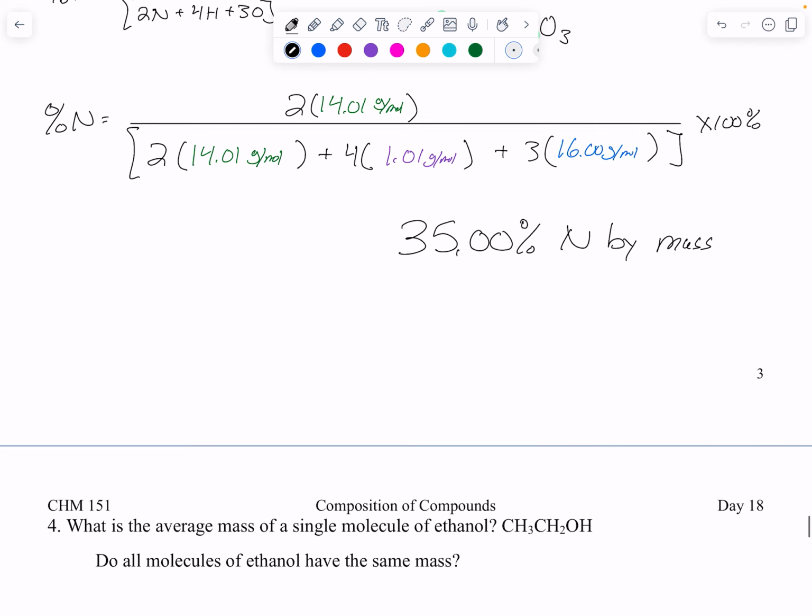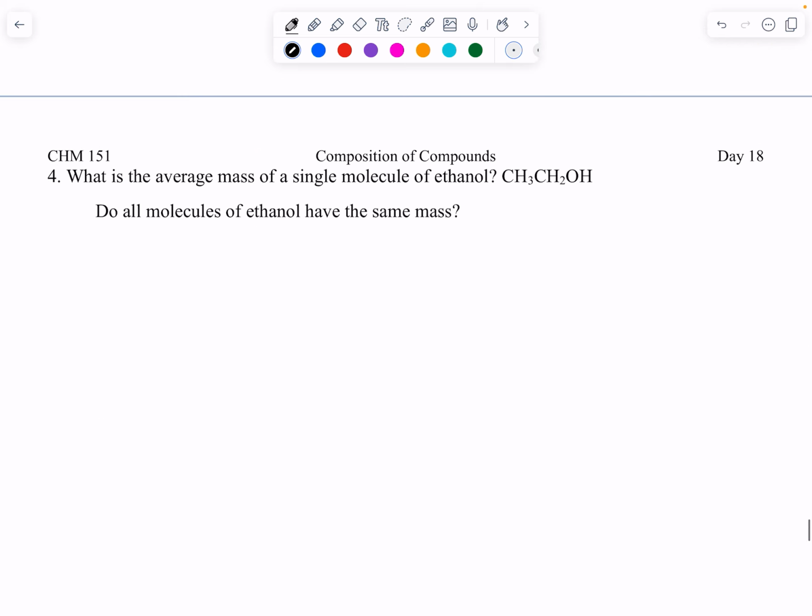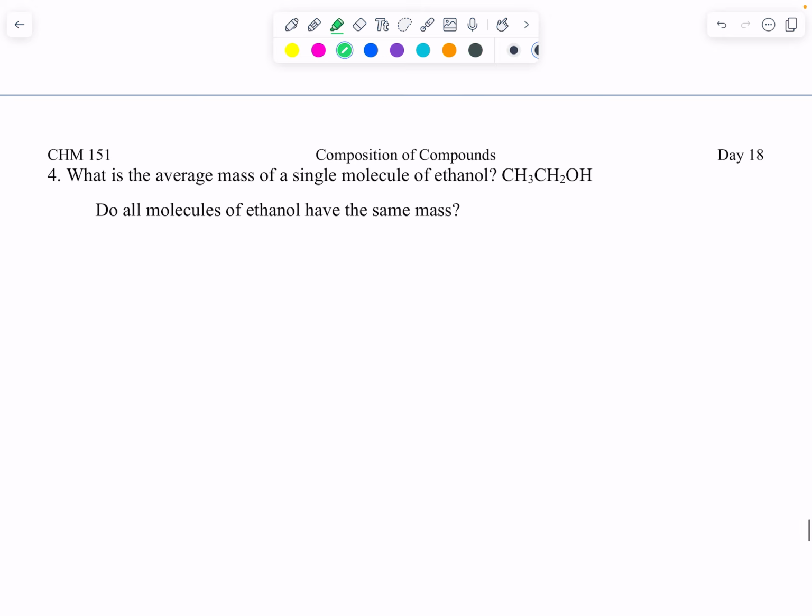Number 4. Here's a question. What's the average mass of a single molecule of ethanol? And then, do all molecules of ethanol have the same mass? All right. Well, ethanol.